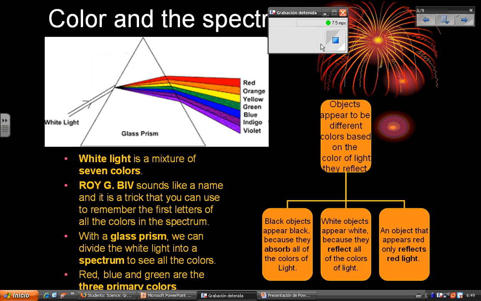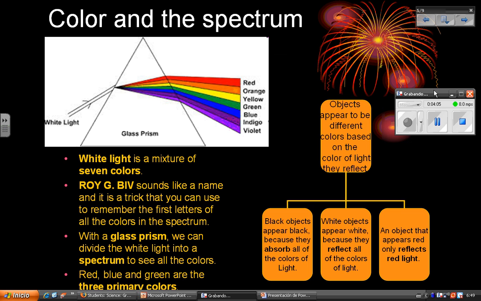The next thing we'll talk about is color and the color spectrum. White light is actually a mixture of 7 different colors. To help you remember the names of the colors, you can say Roy G. Biv. It sounds like a name, and it is a trick that you can use to remember the first letters of all the colors in the spectrum. The colors are red, orange, yellow, green, blue, indigo, and violet.